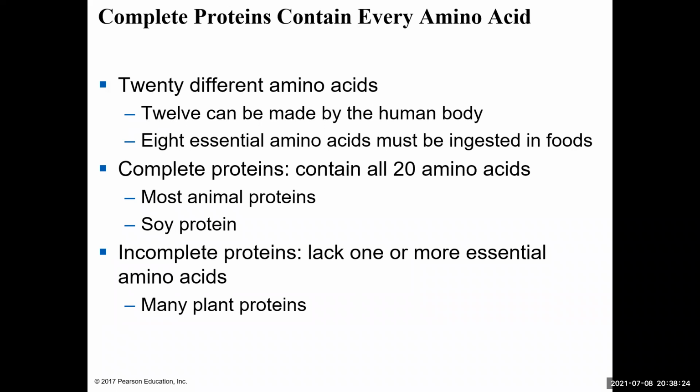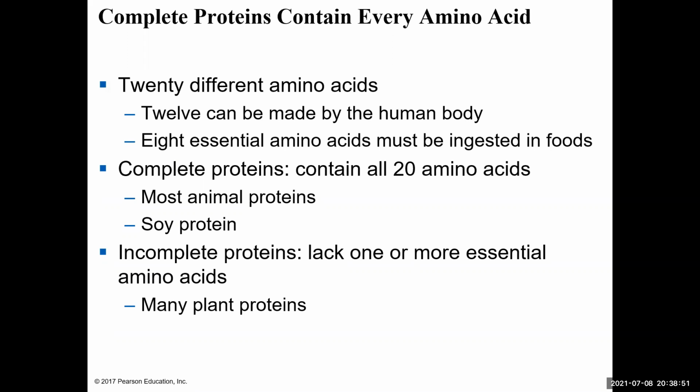In terms of proteins, there are proteins that are known to contain every single amino acid, and those are known as complete proteins. There are 20 different amino acids. 12 can be made by the human body, so that means there are 8 amino acids that we have to get from food sources. Complete proteins have all 20 amino acids.